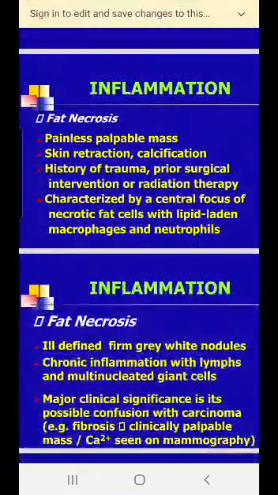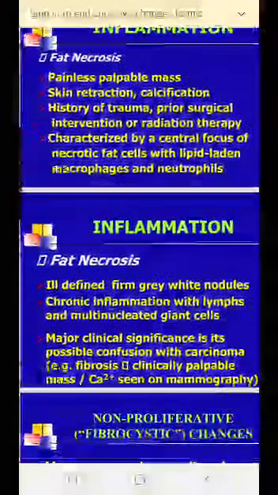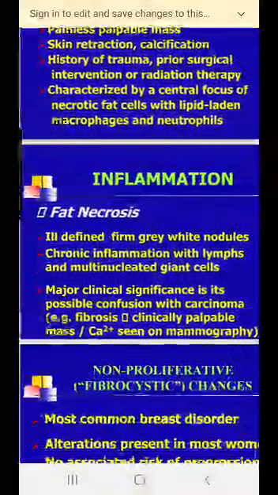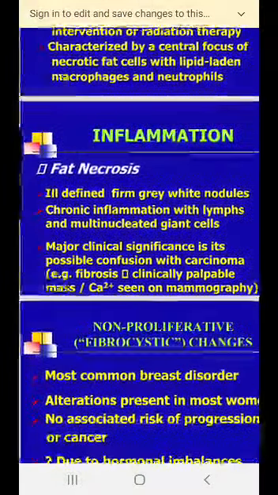Then we have fat necrosis. This might happen secondary to trauma, very commonly sometimes after a fall. You might experience some sort of pain after the trauma, and then it might lead to a painless palpable mass. There might be skin retraction, but on microscopy there is necrotic fat tissue with macrophages, lipid-laden macrophages and neutrophils in that particular area.